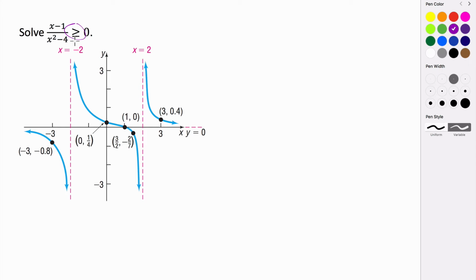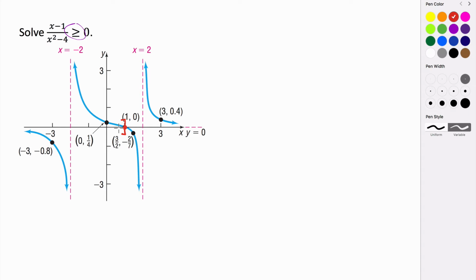So we know that our graph is going to touch the x-axis at x-intercepts, and there's only one of those that happens here at 1. So this is going to be a point that is included in our solution set. So we can see that our graph is above the x-axis at this portion here. And we know that we said that 1 is going to be included. So when we include it, we use brackets. So we're going to have a bracket here.